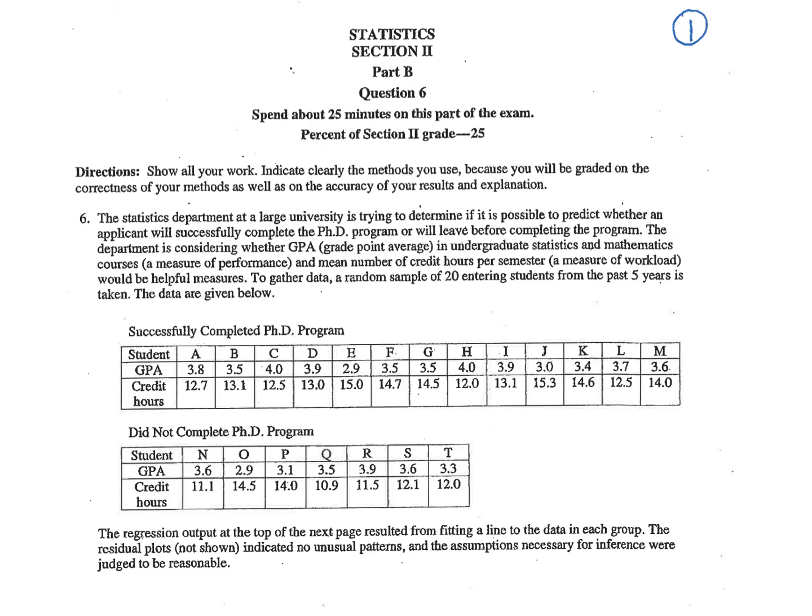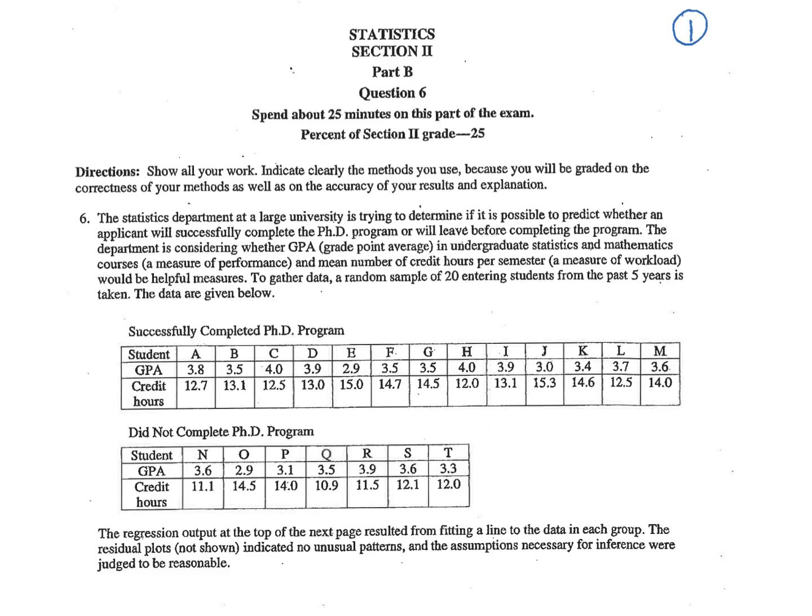The stats department at a large university is trying to determine if it is possible to predict whether an applicant will successfully complete the PhD program or will leave before completing the program. The department is considering whether GPA in undergraduate stats and math courses and mean number of credit hours per semester would be helpful measures. To gather data, a random sample of 20 entering students from the past 5 years is taken. The data are given below.